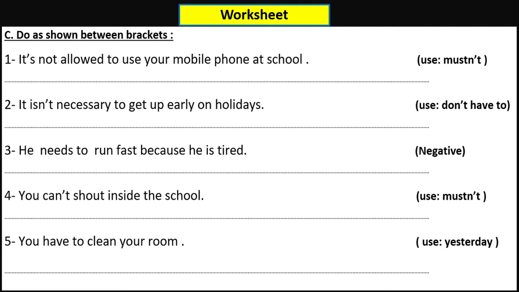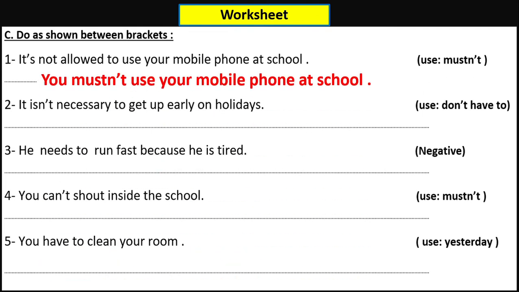For the high tier here we have a question. Do as shown between the brackets. You are going to rewrite the sentence using mustn't in the first one. For example, it's not allowed to use your mobile phone at school. It will be: you mustn't use your mobile phone at school. So not allowed has the same meaning as mustn't. So I'm going to drop not allowed and use mustn't instead: you mustn't use your mobile phone at school.